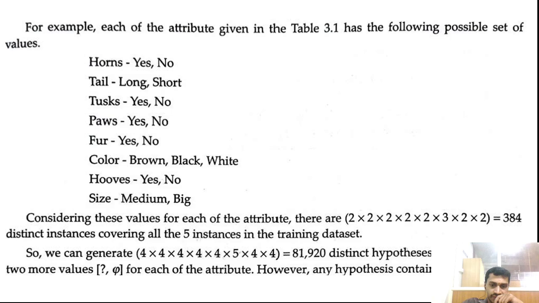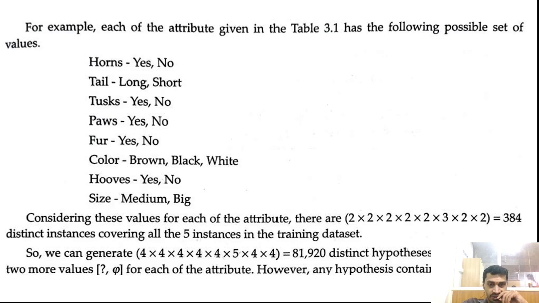If I consider that also, then 2 plus 2 is 4, again 2 plus 2 is 4, again 2 plus 2 is 4, 2 plus 2 is 4, 2 plus 2 is 4, and 3 plus 2 is 5, 2 plus 2 is 4, 2 plus 2 is 4. If I multiply these, I will get 81,920. So these hypotheses represent different ways the model can classify.